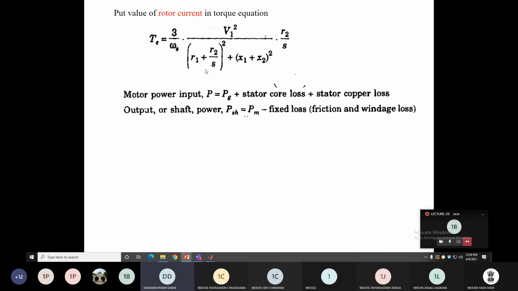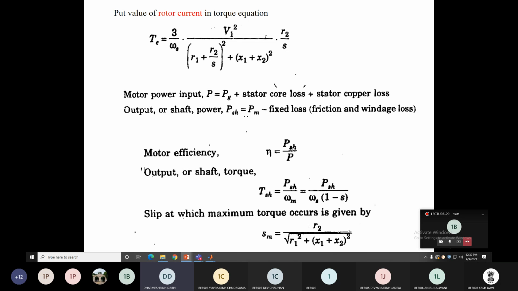Now, as we know, the motor input power is equal to air gap power plus stator core loss and stator copper loss. So the output power of the shaft is equal to the mechanical power developed in the rotor minus friction and windage losses, which we can also call a fixed loss. So this is the equation of input power and output power. This is the input power P and this is the output power. From these two powers we can find the efficiency of the motor. It is shaft power divided by input power.